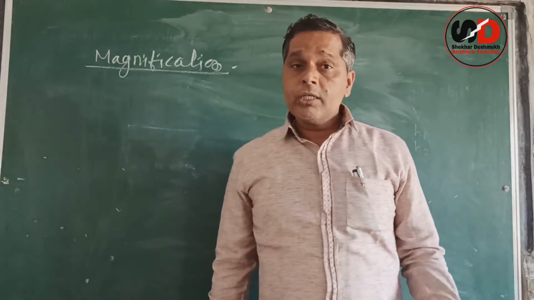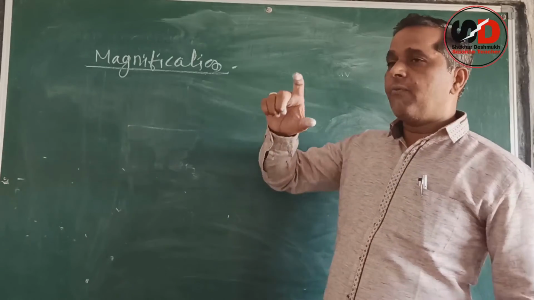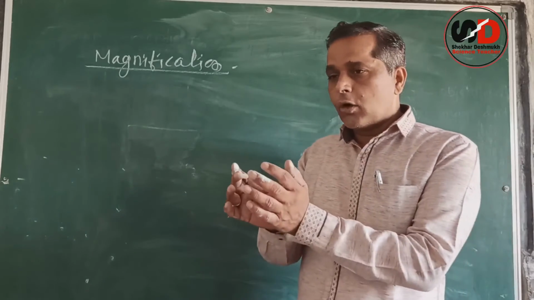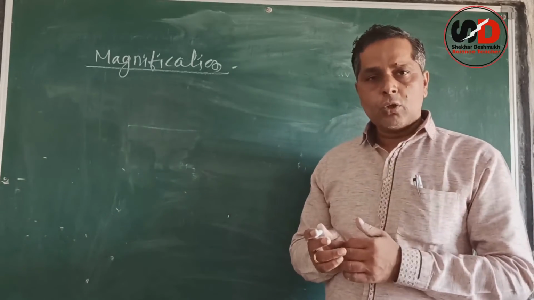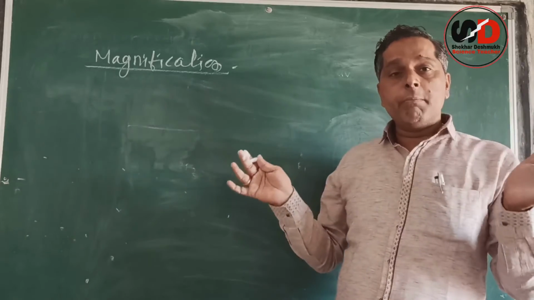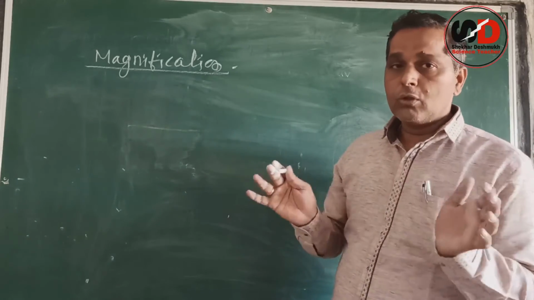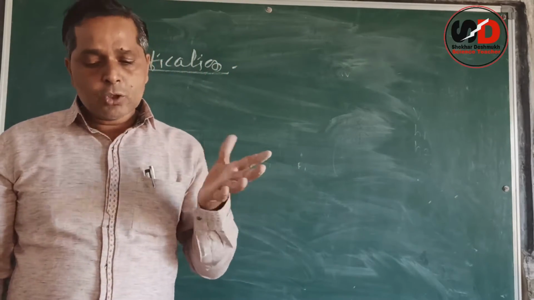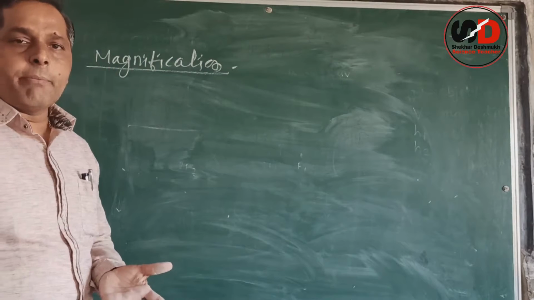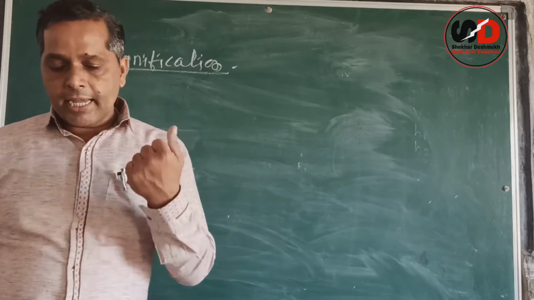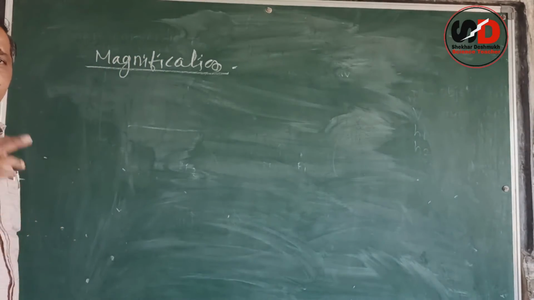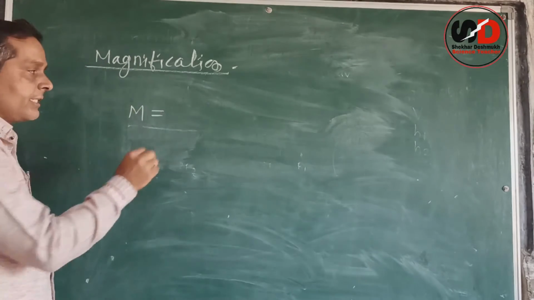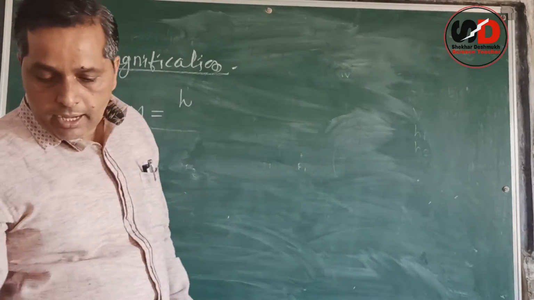We know what magnification is. Suppose we have a magnifying lens. What is the purpose of that lens? We make the object bigger. So magnification means to make it bigger. Is it? No. It may become smaller or may become bigger. So the magnification of a lens can be given by height of image divided by height of object.